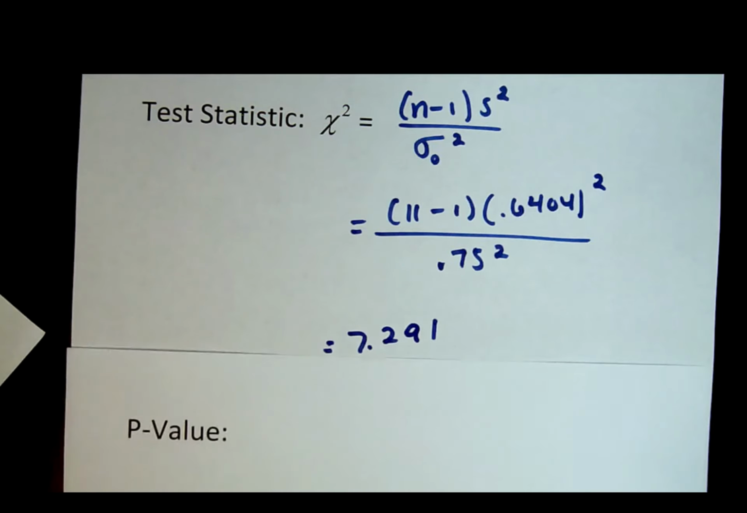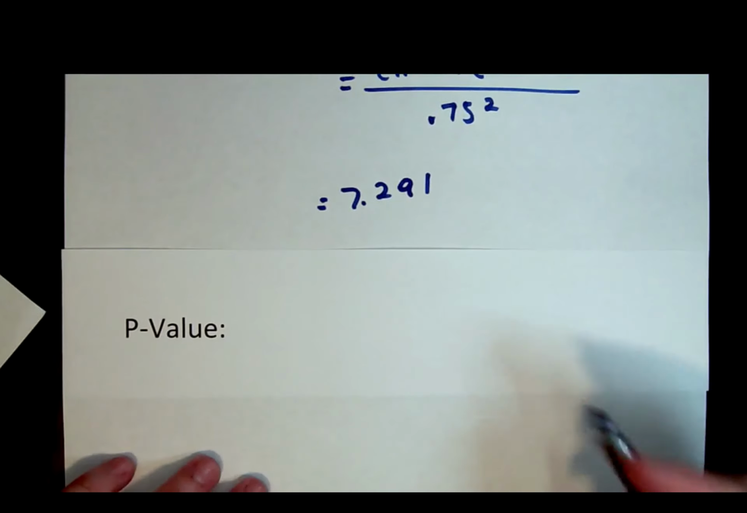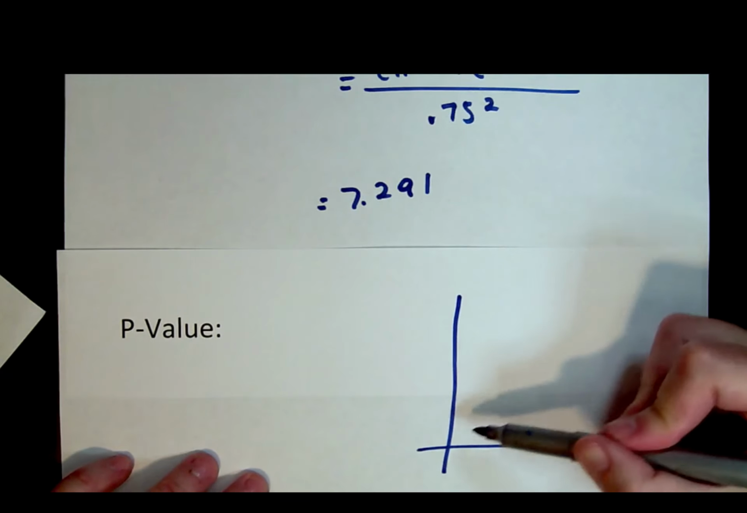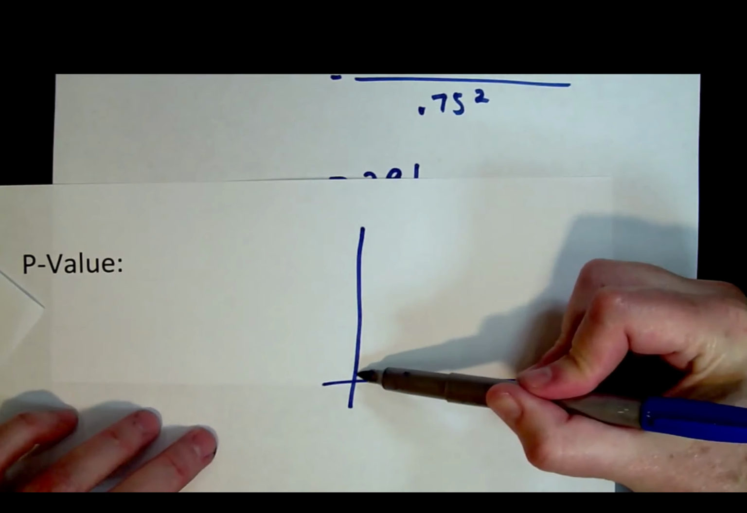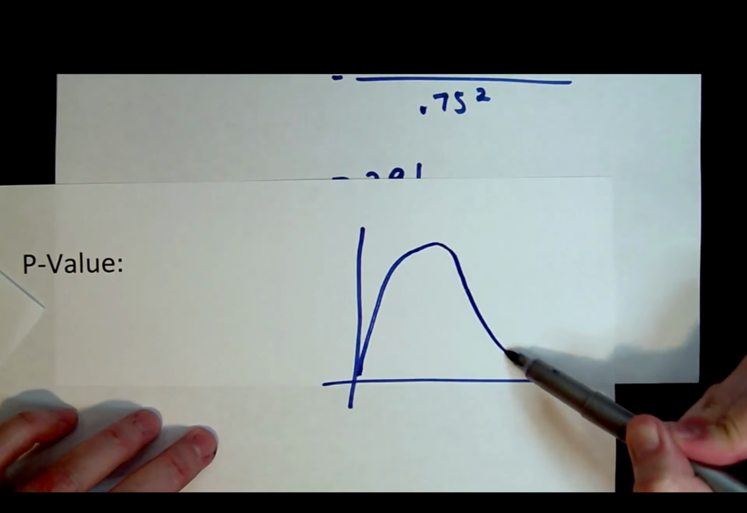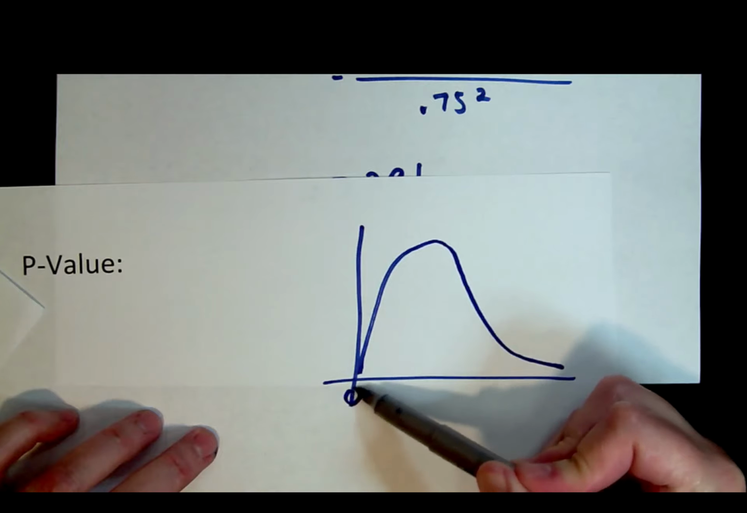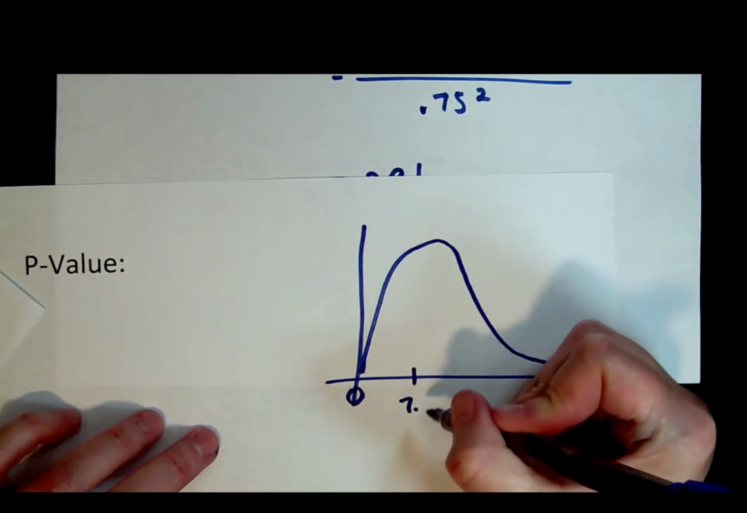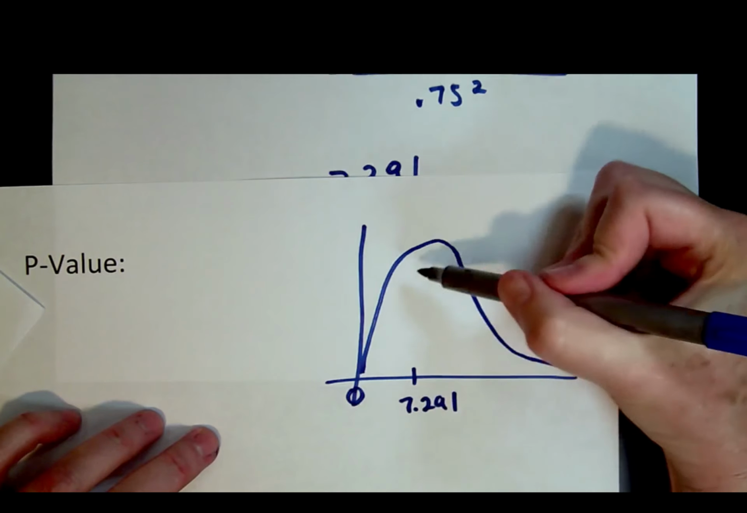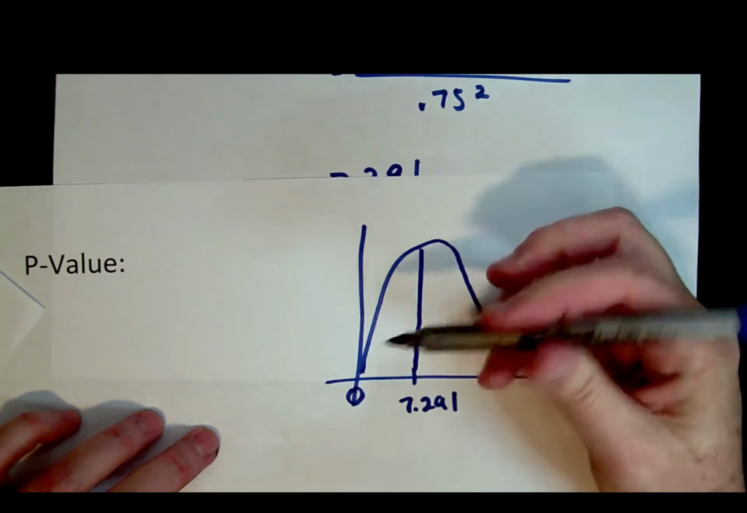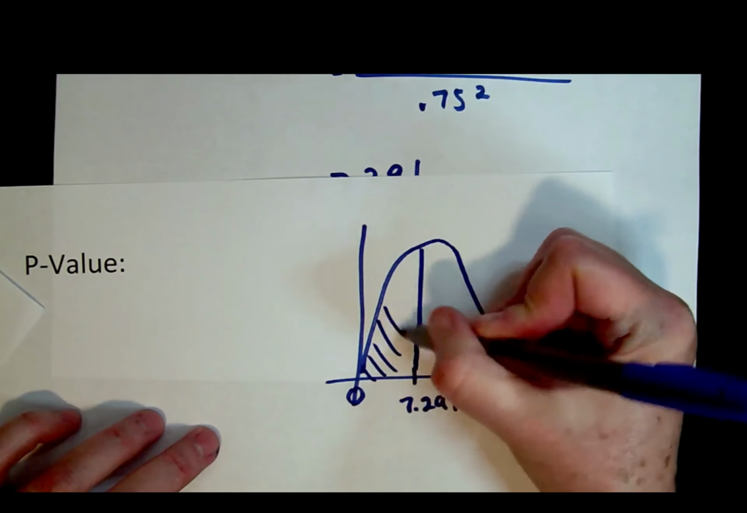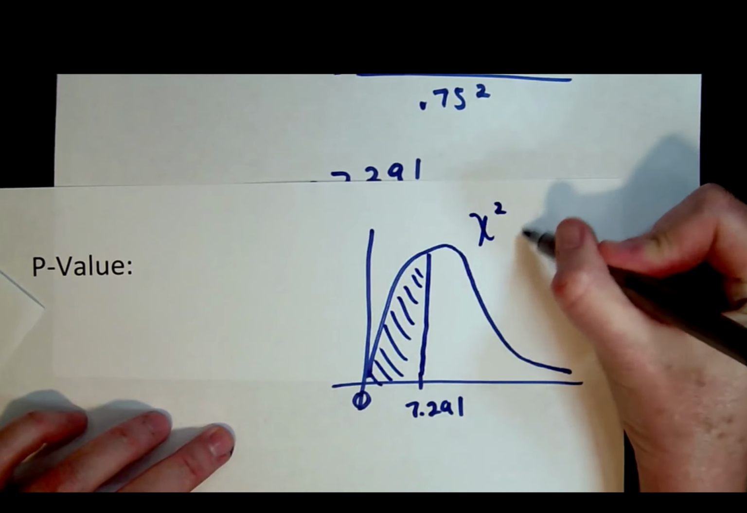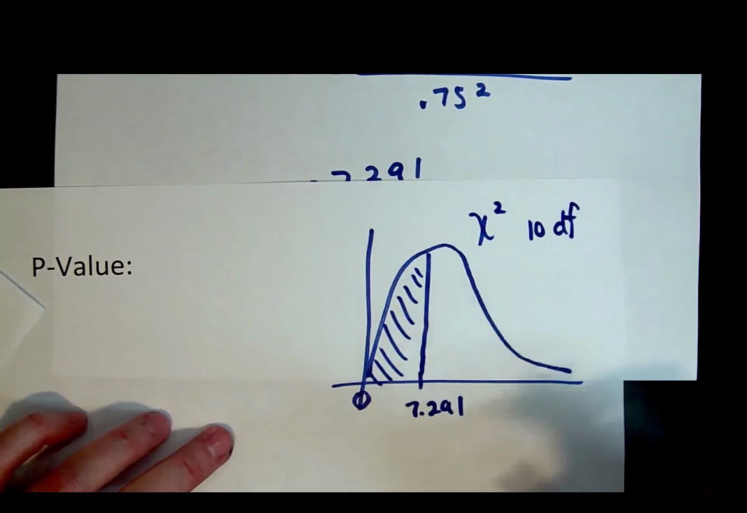For the p-value, we need to go to our chi-square table. And the chi-square distribution, that's that one that's not symmetric. And it's not centered at 0. 0 is actually on the left there. But we're looking for area to the left of 7.291. Okay, so we're looking for this area. And that's the chi-square distribution with 10 degrees of freedom, one less than the sample size.